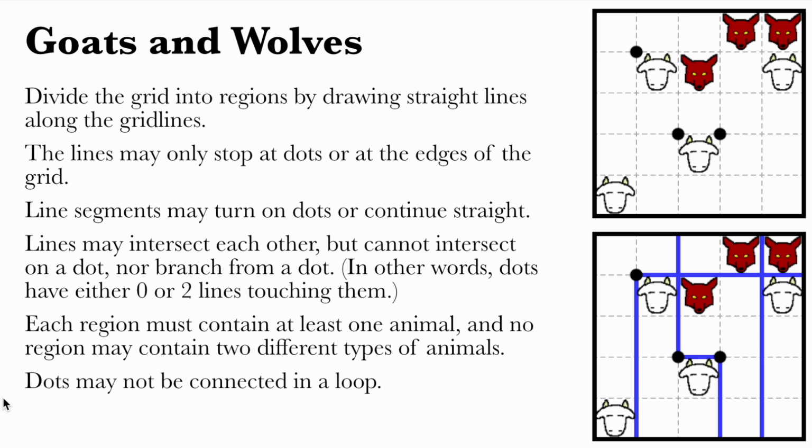And finally, dots may not be connected in a loop. That is to say that if this example had 4 or more dots and it were possible to draw straight lines among them to make a loop, that would not be allowed. That isn't even possible in this example. Those are the rules of Goats and Wolves, so it's time to solve a puzzle.